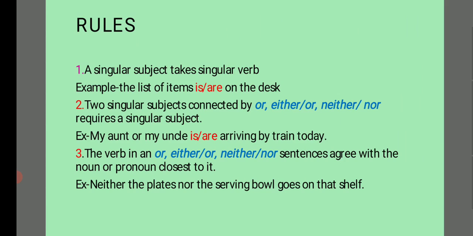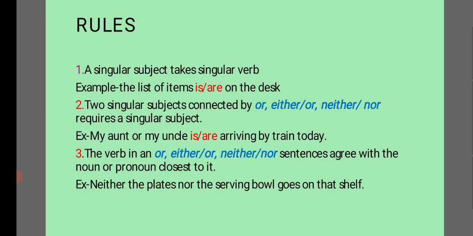हमने different rules पढ़े हैं subject-verb agreement से related कि किस तरह से हम हमारे verb को select करेंगे according to the subject. The first rule was that a singular subject takes a singular verb. हमेशा जब भी हमारा subject singular होगा हम एक singular verb को select करेंगे. The second rule says अगर दो subjects or either or neither nor से connect हैं and if they are singular हमारा verb हमेशा singular रहेगा. If two singular subjects are connected by or, either or, neither nor, they always require a singular verb.